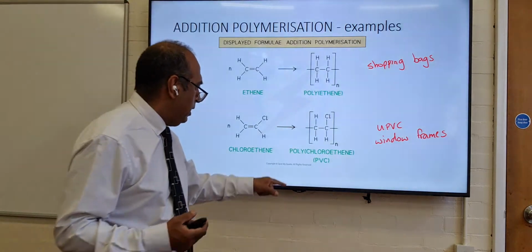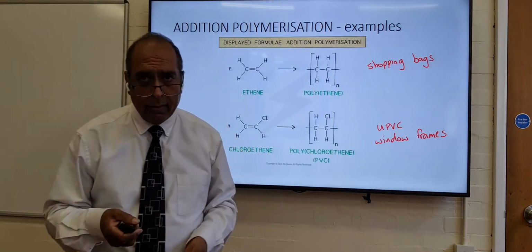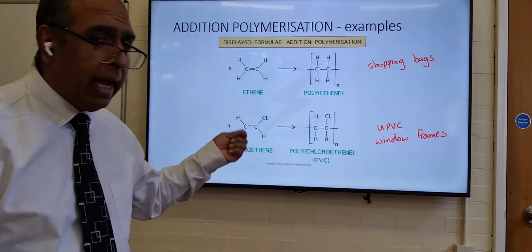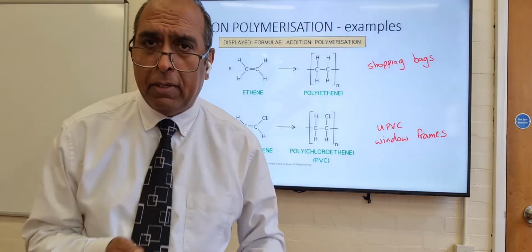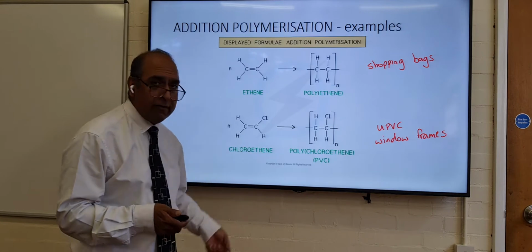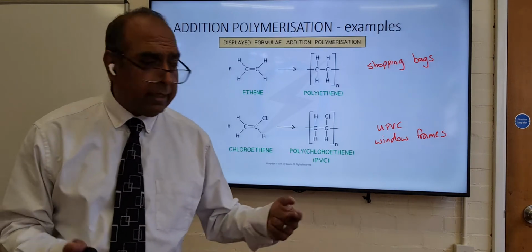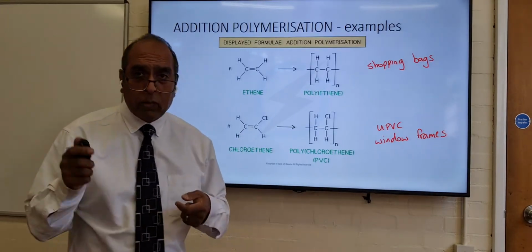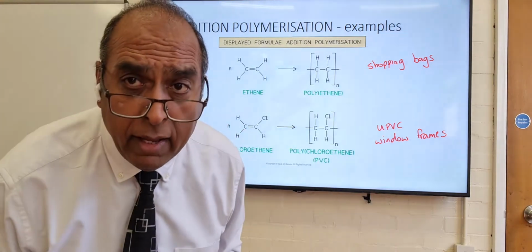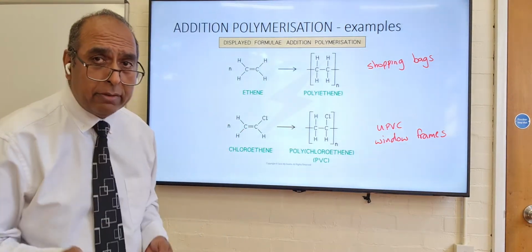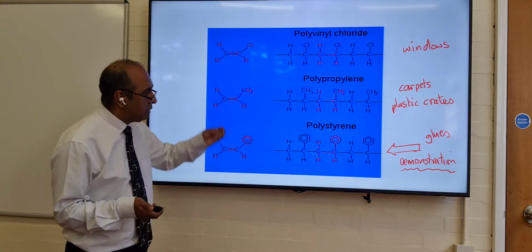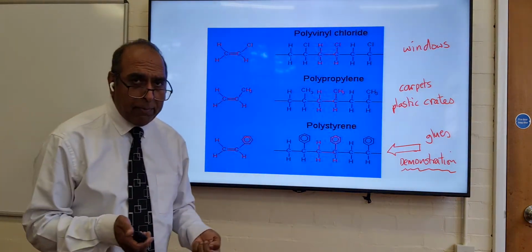Vinyl chloride is the old name that I grew up with. The modern name is chloroethene. But we still call it PVC, and you may have heard of UPVC window frames. They're made from this plastic that is made from chloroethene. And can you see double bond there means this is what kind of polymerization? Addition polymerization.